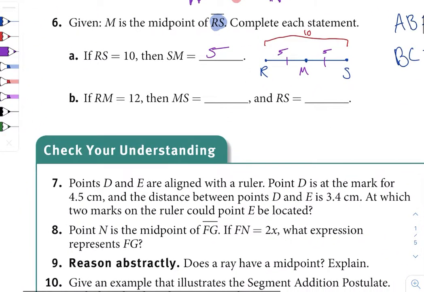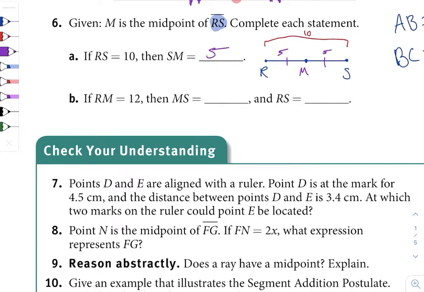Again, I suggest drawing a picture. I think it's helpful. Same with B here. I'm going to draw the picture because this is when it starts getting a little tricky. For A, it was giving us the whole line segment as 10. We cut it in half. Each side was 5, and then we put that as our answer. If you don't know how I got to 5, you could just divide 10 by 2.